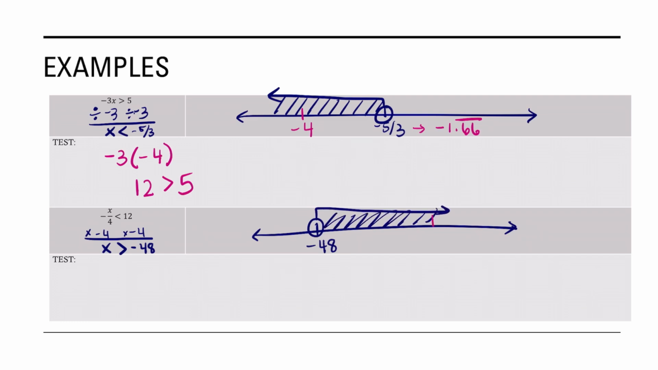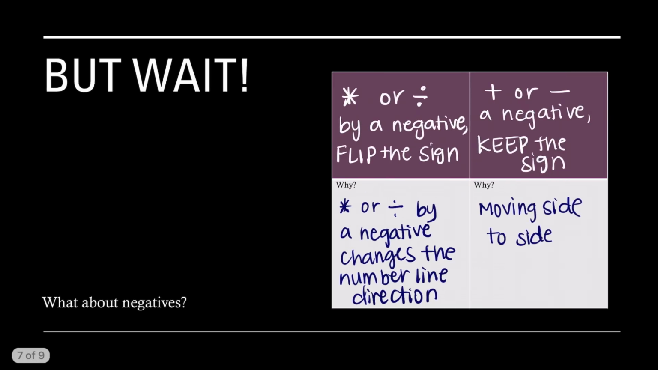An example number over here would be 0. So I'm going to pick 0 because I know it's on the right side of negative 48. So if I do negative 0 divided by 4, that becomes just 0, because 0 divided by anything is 0. You can't divide by 0, but you can divide 0 by other things. And 0 is less than 12. That checks out, so I have my right thing.